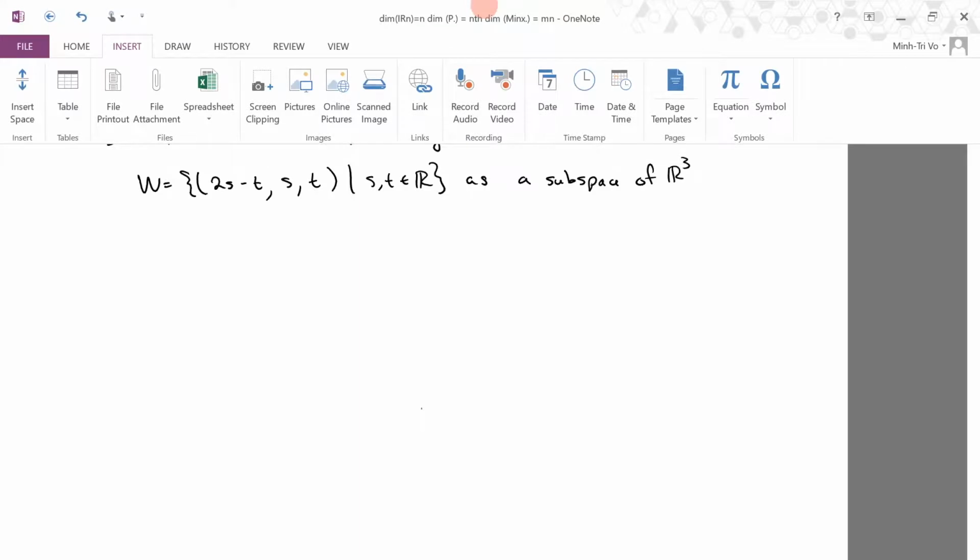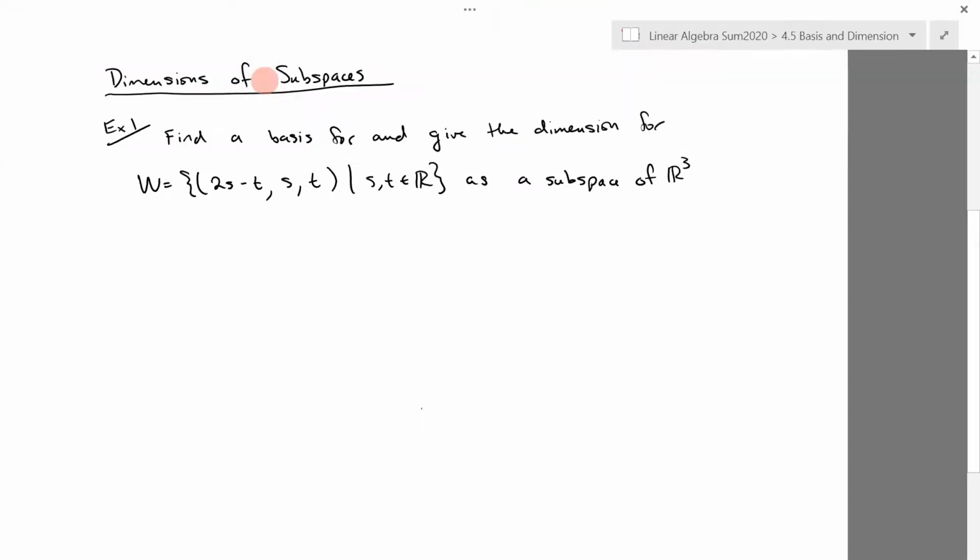Right, so thinking geometrically, we'll see that W is the plane in R3 given by X equals 2Y minus Z.